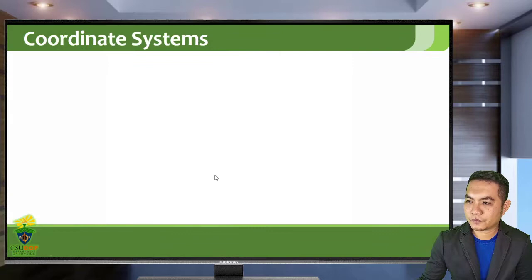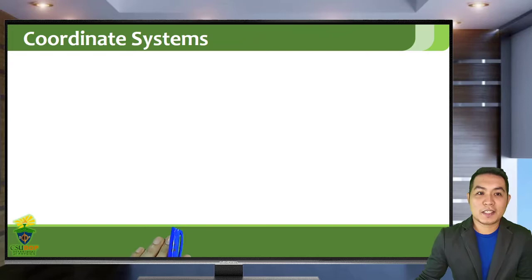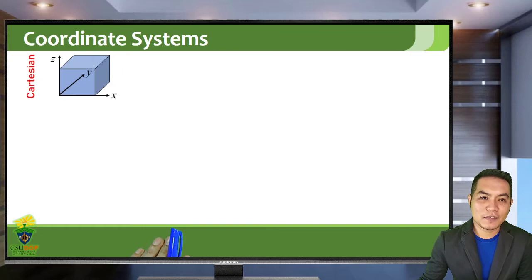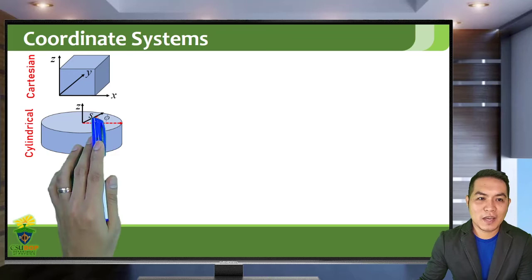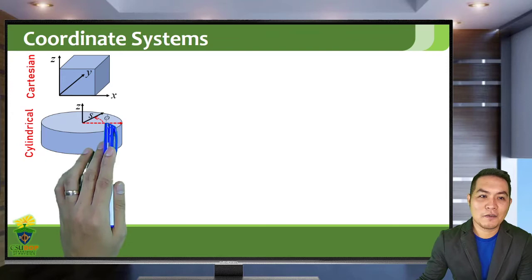So before we have an example, let's review some of the coordinate systems. We have three types of coordinate systems. The Cartesian, x, y, z. If you rotate this Cartesian coordinate system about the z axis at an angle phi, you will get the cylindrical coordinate system, s, phi, z. s is what we call the two-dimensional radius. Phi is what we call the azimuthal angle, and it ranges from 0 to 360 degrees or 2 pi. And of course, z is the z axis.